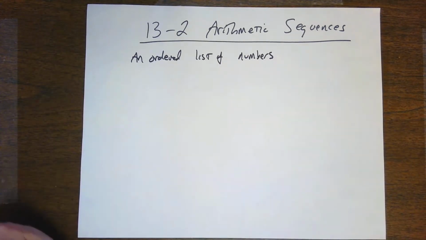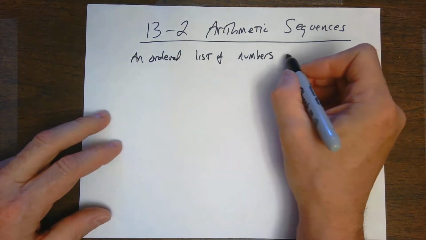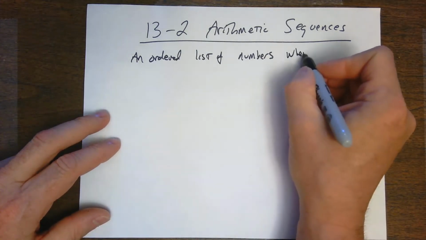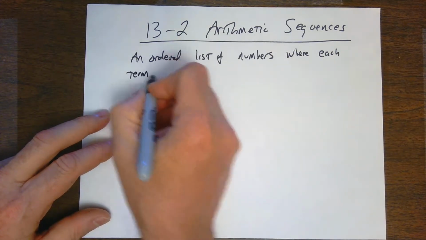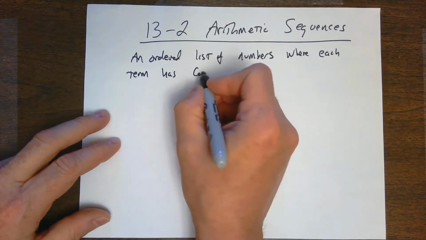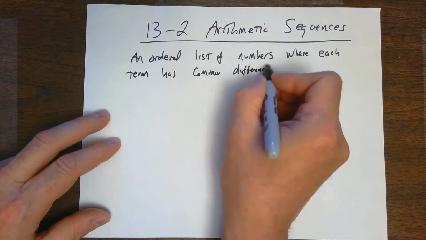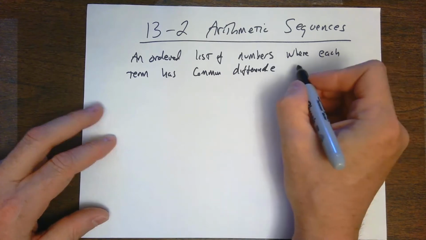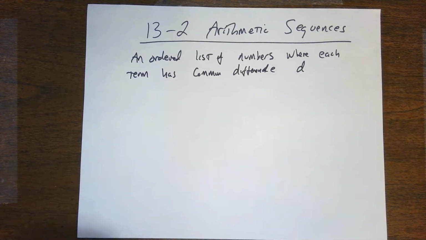Now, there's a special pattern, and it's all about this special pattern. An ordered list of numbers where each term has a common difference. Common difference. And we call that common difference D. All right? So they're all going to have a common difference.